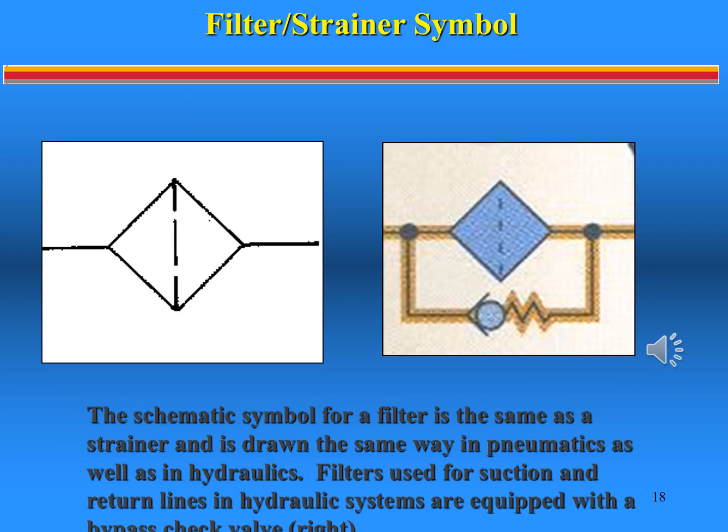The basic schematic symbol for a filter or strainer is the same whether it is hydraulic or pneumatic. On the right, the schematic symbol of a filter with a bypass check valve is shown. As the filter becomes restrictive due to particle buildup, the pressure difference across the check valve will increase until the spring tension is reached.